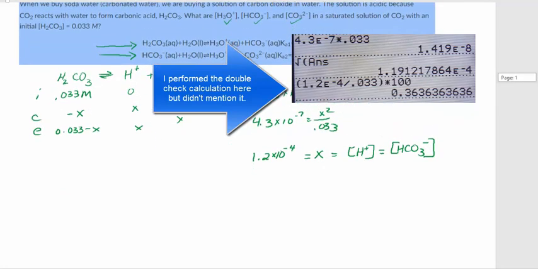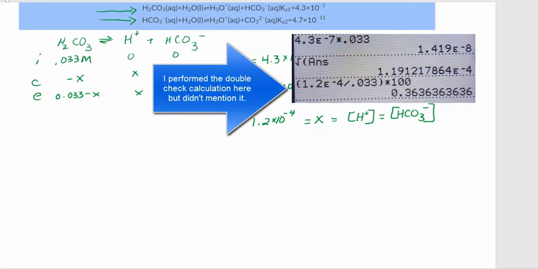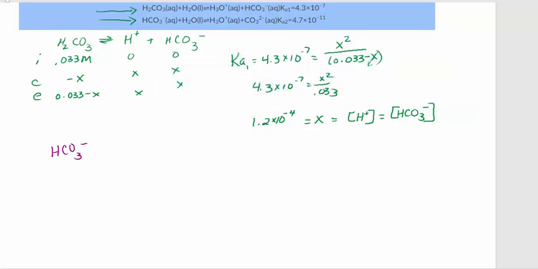I'm going to change colors here so that we can try to keep track. In my second reaction, when I have the second hydrogen that's going to come off, I'm going to start with an initial concentration of HCO3 minus, the bicarbonate anion, of 1.2 times 10 to the negative 4, because that's what I just calculated. I also have 1.2 times 10 to the negative 4 of my hydrogen ion, but I have no carbonate anion yet. My change is still going to remove from my reactants and add to my products. Then at equilibrium, I should have something that looks like this.